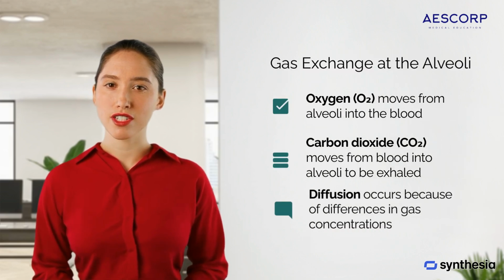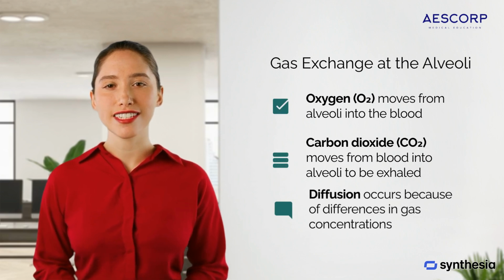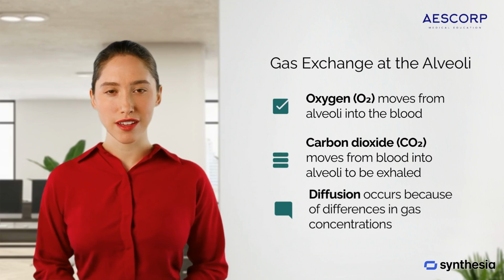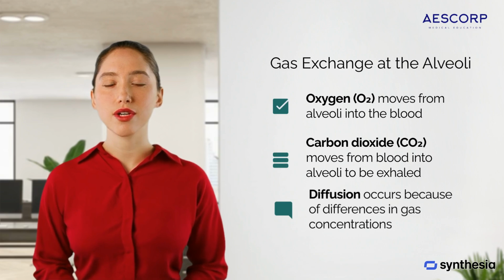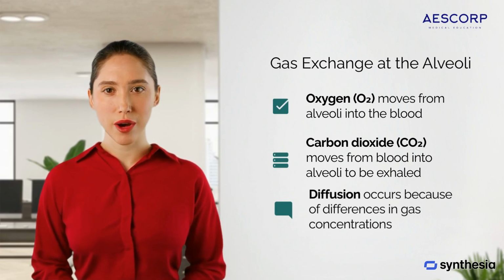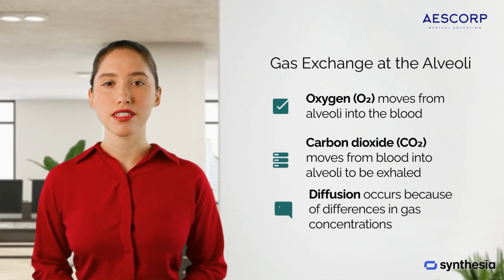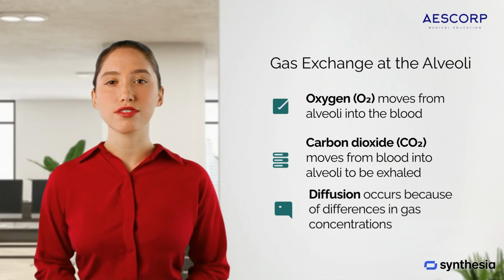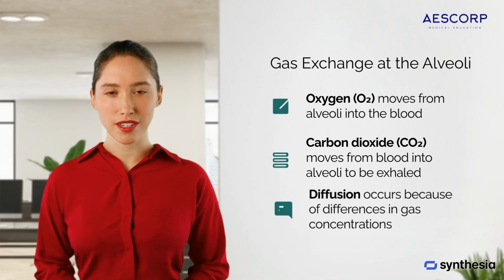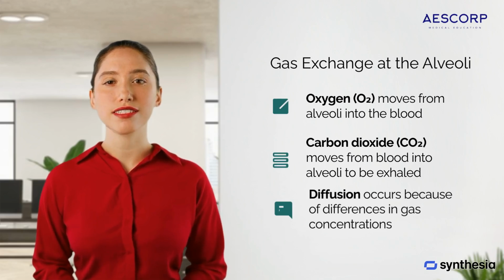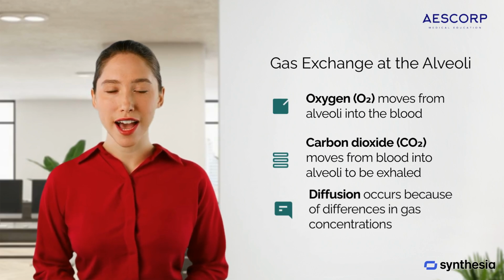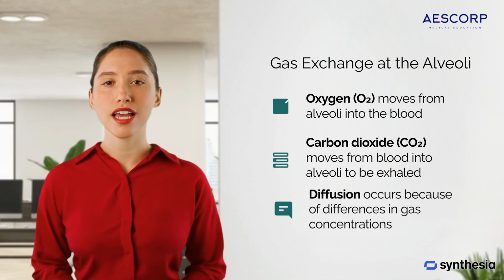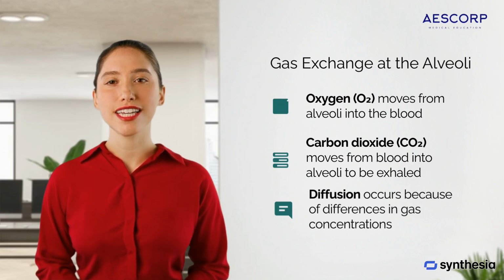One of the most critical functions of the respiratory system is the gas exchange that takes place in the alveoli. Here's how it works. Oxygen from the air we breathe diffuses from the alveoli into the blood in the capillaries surrounding them. Carbon dioxide, which is carried by the blood from the tissues, diffuses from the blood into the alveoli to be exhaled. This exchange occurs because of the difference in partial pressures of gases. Oxygen moves from an area of high concentration in the alveoli to an area of low concentration in the blood, and carbon dioxide moves in the opposite direction.